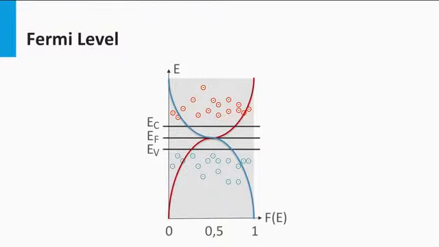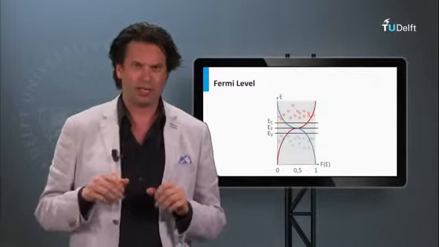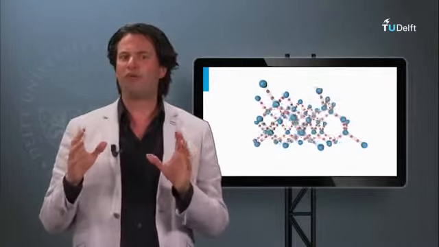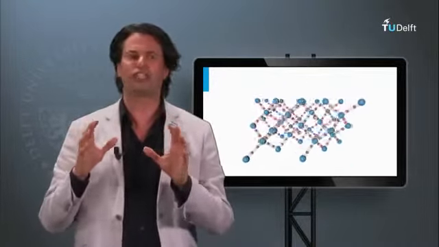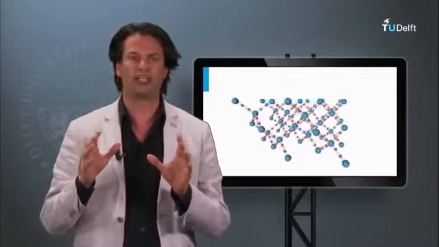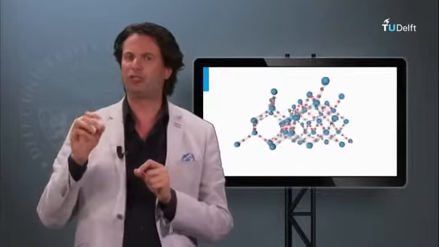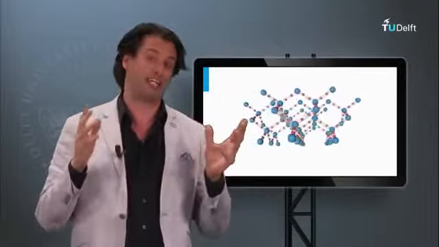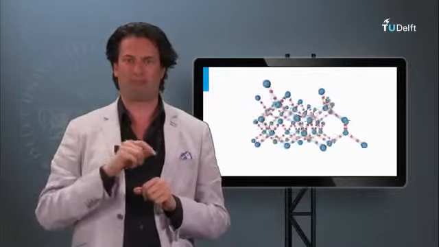1 minus the Fermi-Dirac function shows for a semiconductor the probability that you will find a hole at a certain energy level. This week we will focus on the behavior of the charge carriers, electrons and holes in a semiconductor. We will use the semiconductor material silicon again as an example.